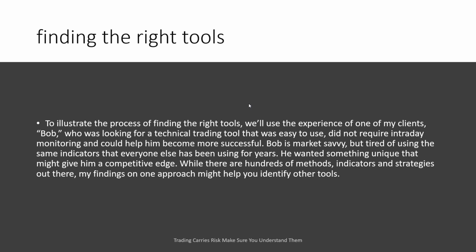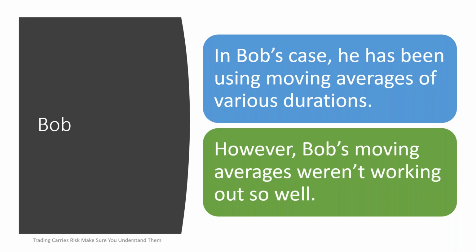Now, Bob was pretty market savvy, but he was tired of using the same indicators that everybody else had been using for years. He wanted something unique that might give him a competitive edge. Now, there are literally hundreds of methods, thousands of indicators and strategies out there. So how does one find a new approach to identify or use these tools?